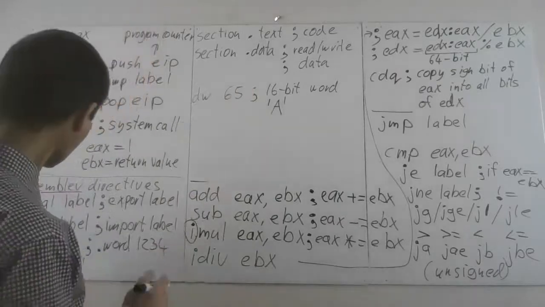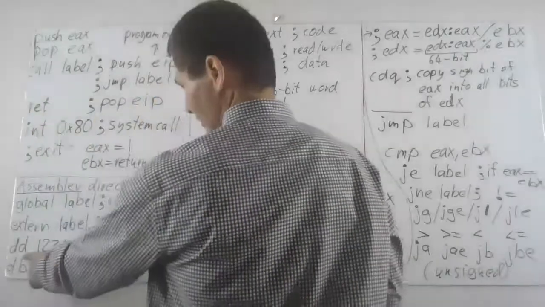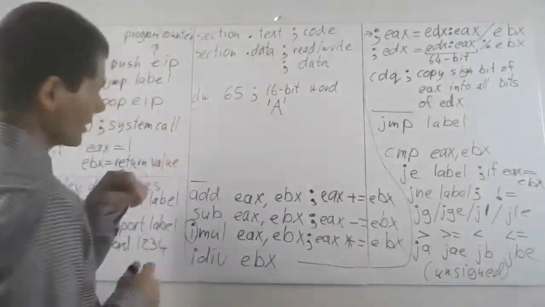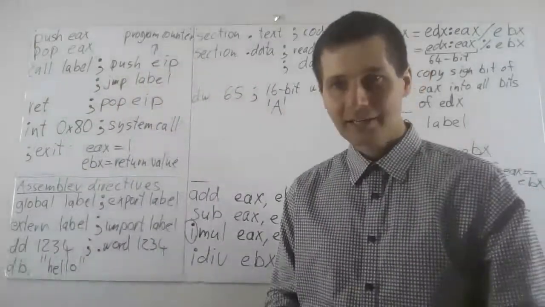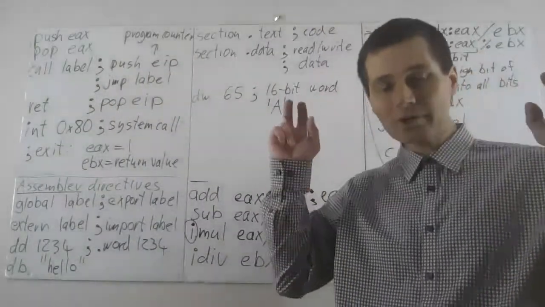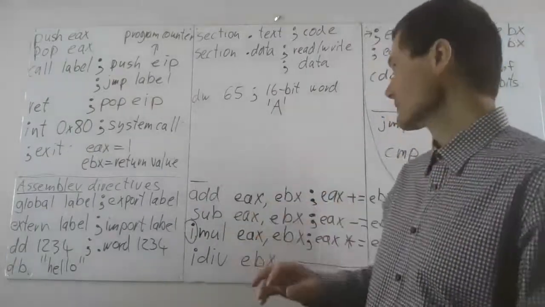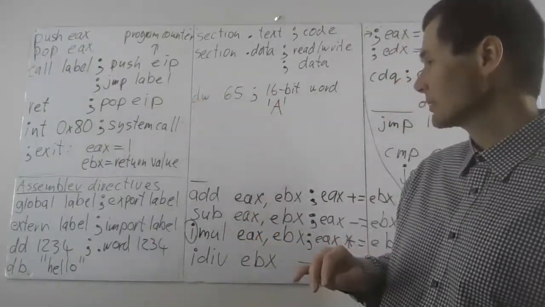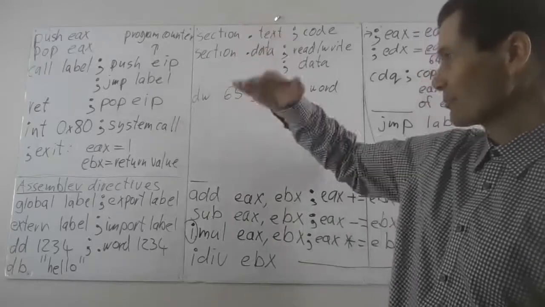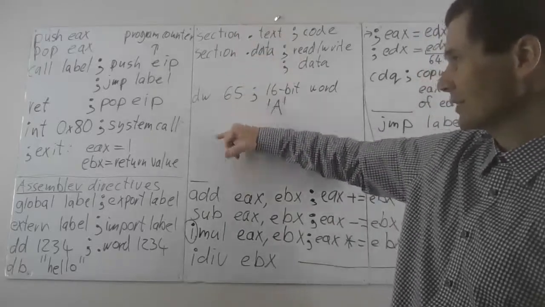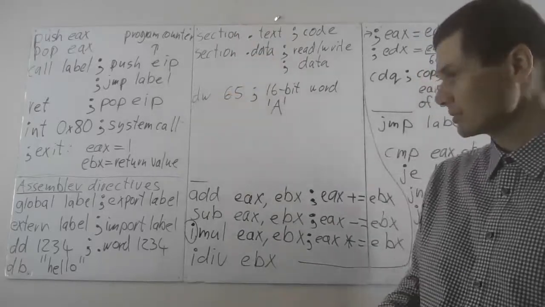So DD is for a double word, 32 bits. DW is for an Intel word, which is 16 bits. So if you want a 16-bit constant, use DW, and you're going to have to break up your strings into individual characters with individual DWs.